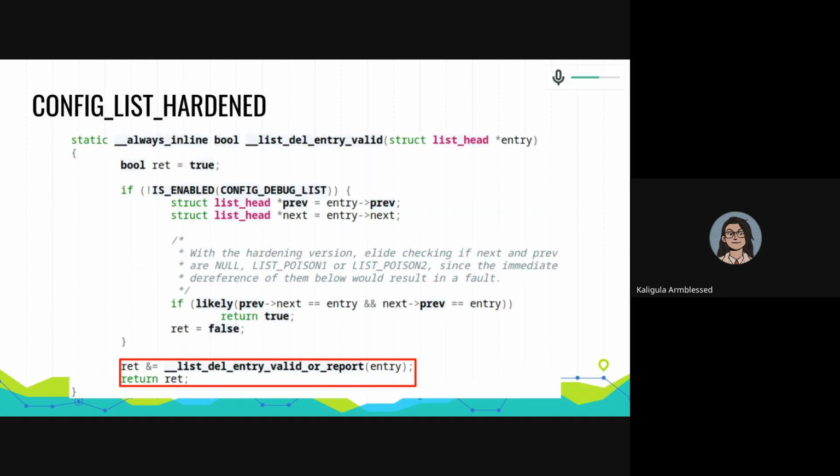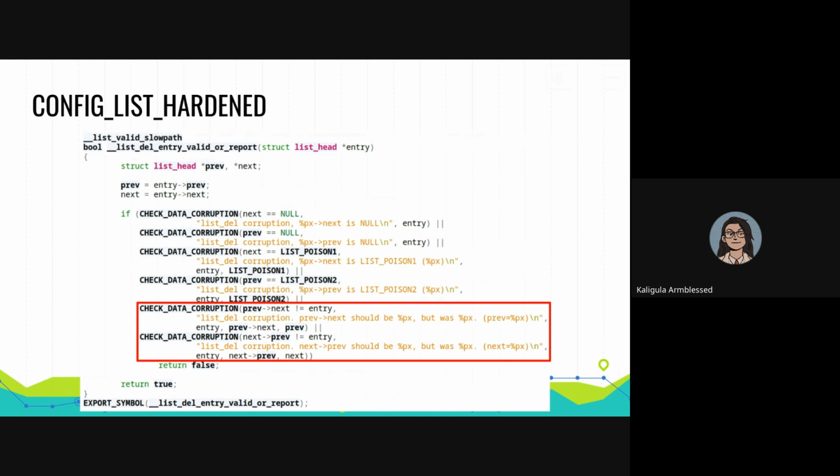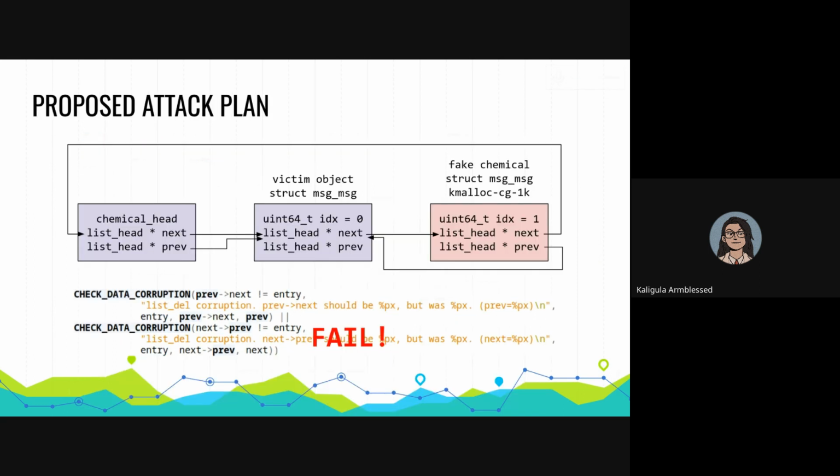So basically, if you look at the kernel source code for list delete, and because we have CONFIG_DEBUG_LIST on, it will go to this list_delete_entry_valid_or_report function. So certain conditions must be met before we can delete and unlink an object from a linked list. For example, next cannot be null, prev cannot be null, next cannot be list poison, prev cannot be list poison. So these two are more interesting. So prev->next and next->prev must be proper values.